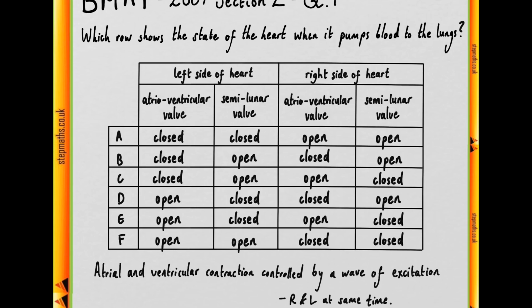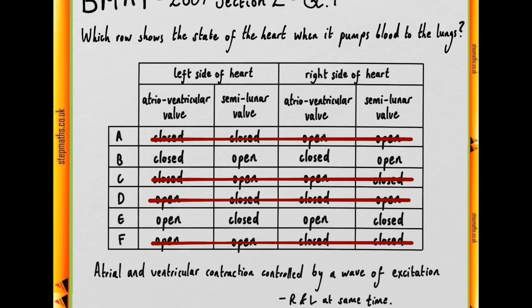So, we can immediately eliminate almost all of our rows apart from B and E, since they show different patterns of valves being open or closed between the two different sides of the heart, when they should in fact be the same. We can see in the case of B, and indeed in the case of E, that they are the same. Now we need to work out which of these is correct.